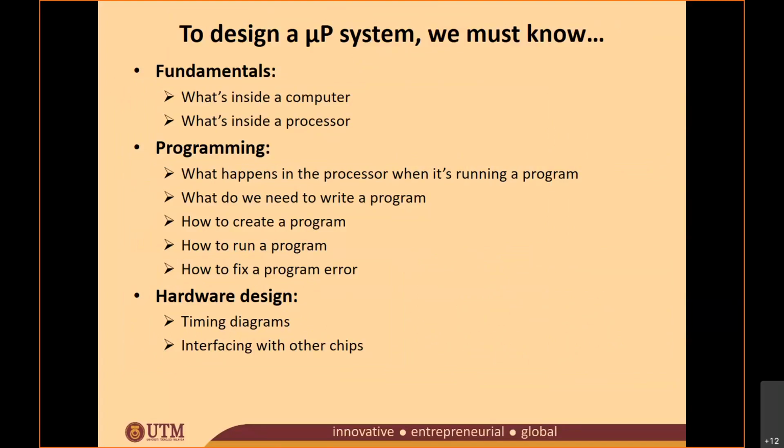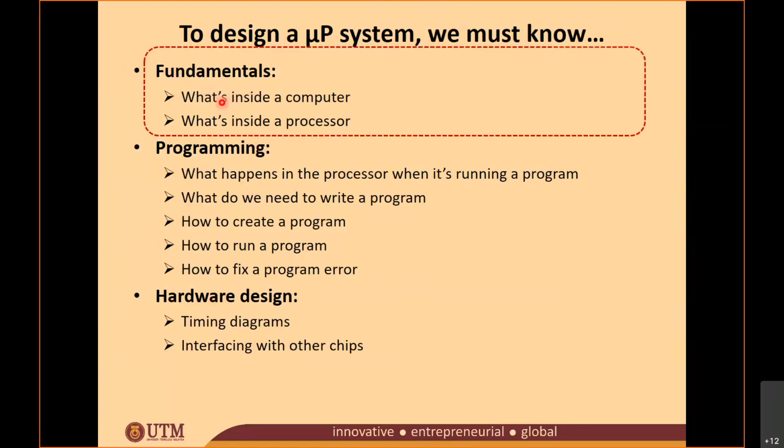Okay, so to design a microprocessor system, we need to know three things: fundamental, programming, and hardware design. So let's look at the fundamental parts here. Untuk fundamental kita akan tengok what is inside the computer and what is inside a processor. Kita nak tengok apakah komponen-komponen yang ada dalam komputer and processor.